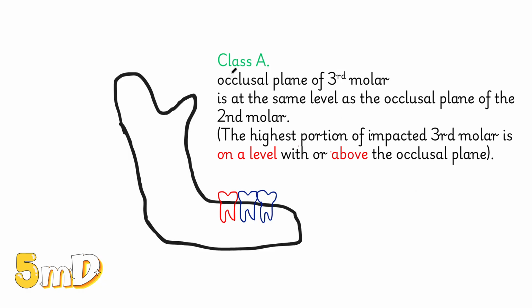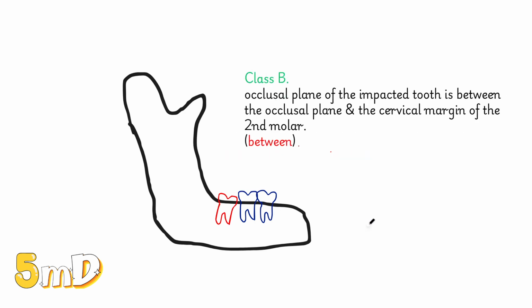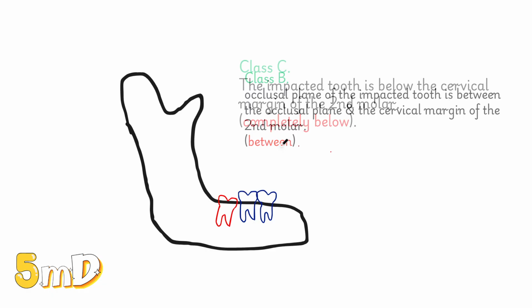In class A, you have the occlusal plane of third molar at the same level or above the second molar. The highest point of third molar is at the same level or above the second molar. So it is class A. In class B, you have the occlusal plane of the impacted third molar between the occlusal plane and cervical line of second molar. So B for between, A for above. That is how you should remember.